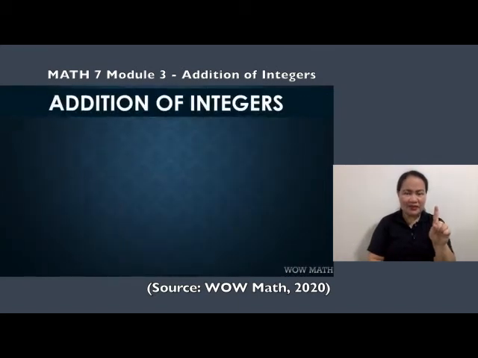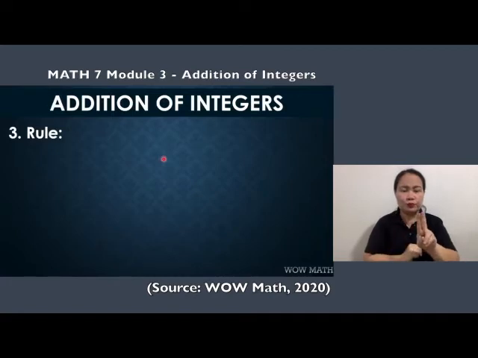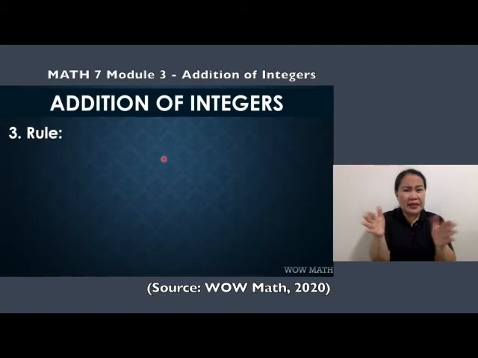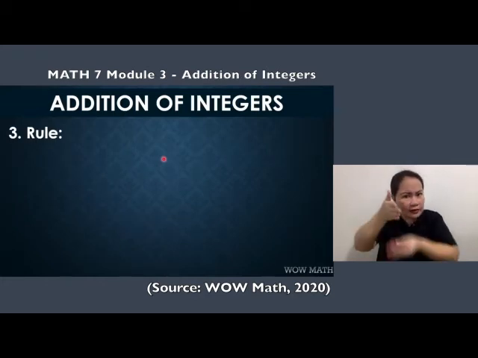Okay, next. We can make use of the rule. So, ito yung pinaka-importante. Ang rule ang pwede mong gamitin kapag ang value ng integers mo ay masyado ng malaki. Okay? So, ang colored counters and number line, actually, ginagamit lang natin siya kapag ang value mo ay maliit pa. Okay? Now, so what is the rule? Ano ang rule ba natin sa integer, addition of integers?